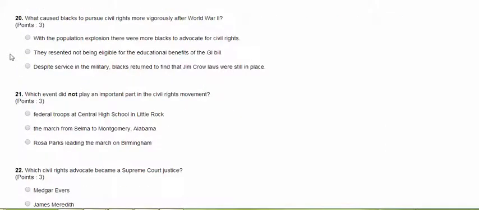Number 20, what caused blacks to pursue civil rights more vigorously after World War II? With the population explosion, there were more blacks to advocate for civil rights. They resented not being eligible for the education benefits of the GI Bill. Or, despite service in the military, blacks returned to find that Jim Crow laws were still in place.